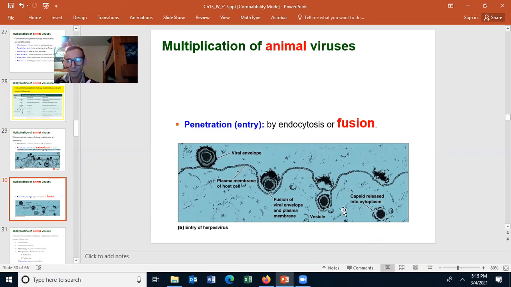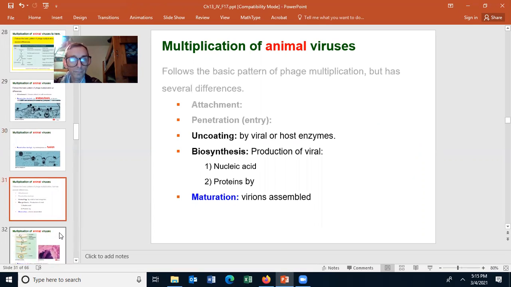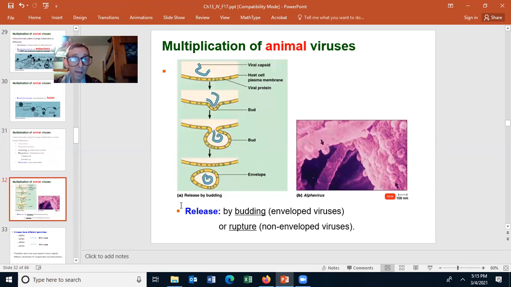How the two fuse together, I don't know if I can show it with my hands or not, but they come together and then they touch, and then they fuse, and they just become one, and then the virus is dumped into the cell. There are a few other differences. I'm not going to talk about them.